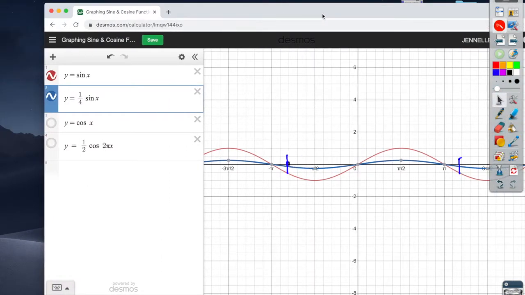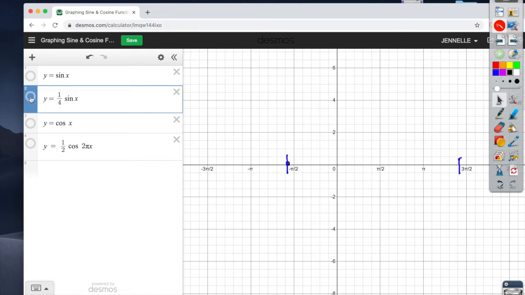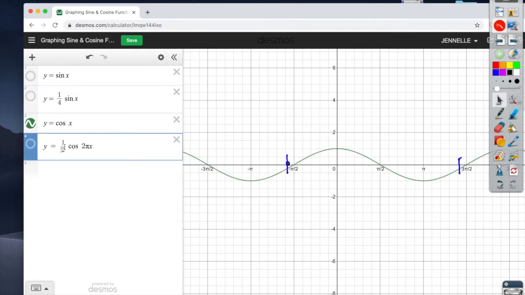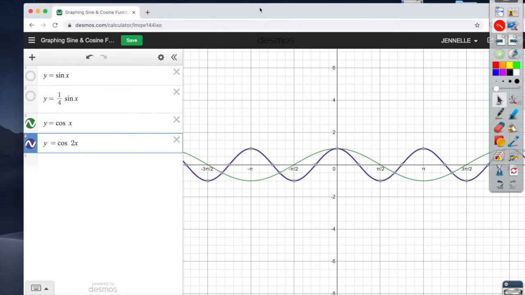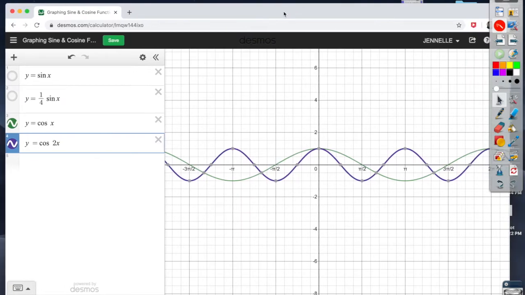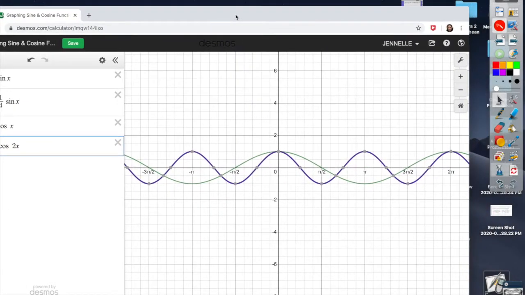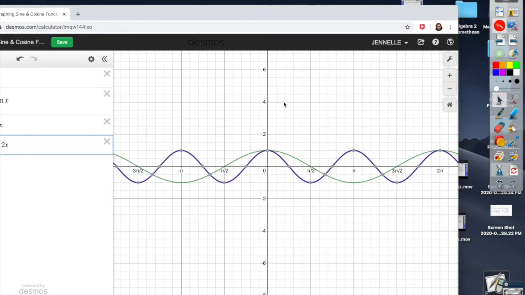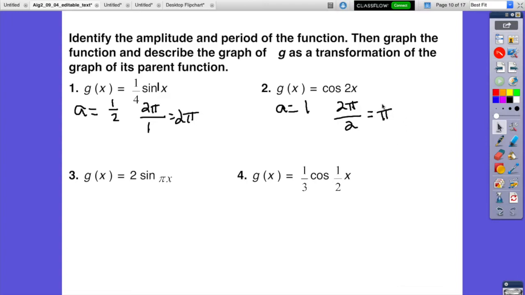Okay. Here for cosine, I'm going to hide these. There is my parent function. Here for cosine, I'm going to put in, it's got the same amplitude. So it's going to be 1, 2x. Okay, and let me see what this looks like now. Here in purple. Okay. All right. So that means we had to determine that the period here is pi.